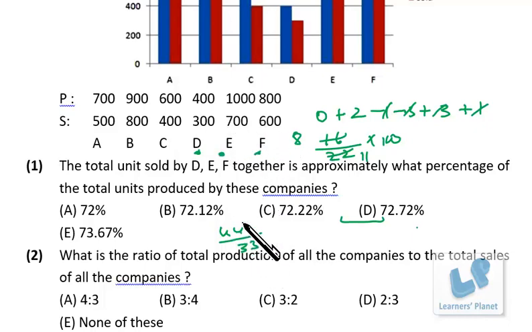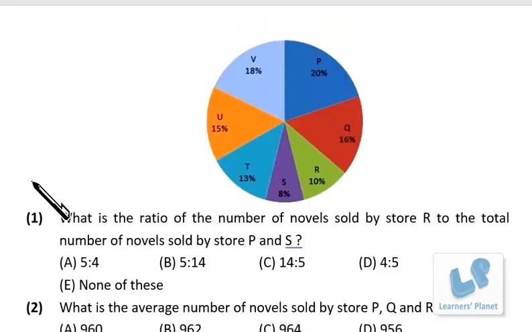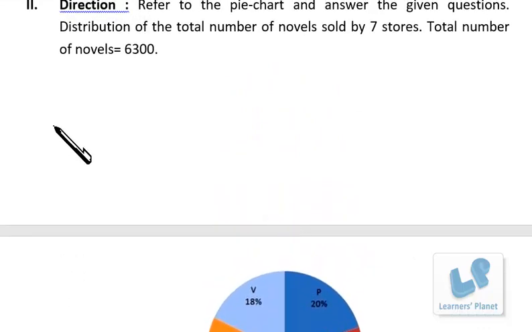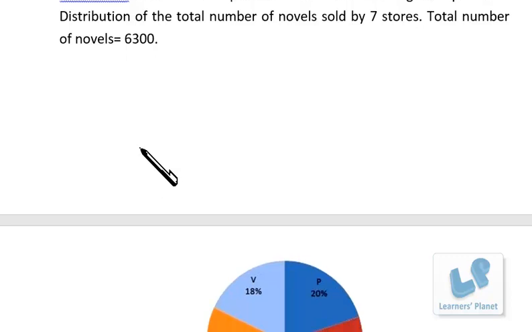So that's 4 by 3. Okay. Now in this set the questions are based on this Venn diagram. Here the data have been given in percentage. Okay, some directions have been given over there. Total number of novels 6300.